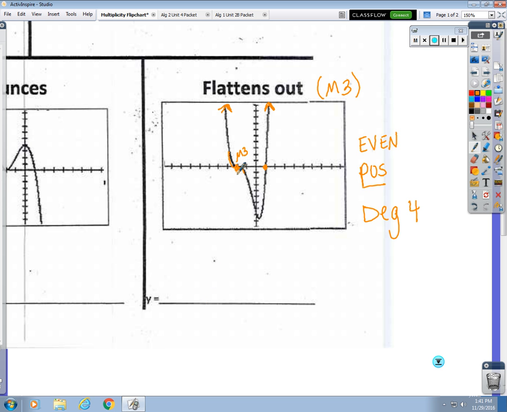Okay, so at negative 2 it flattened out. So you would put x plus 2, but it flattens out there, so that's a multiplicity of 3. You cube it. And then it crosses through at positive 1, so that's just x minus 1. And that's all you do. Now turn to the back.